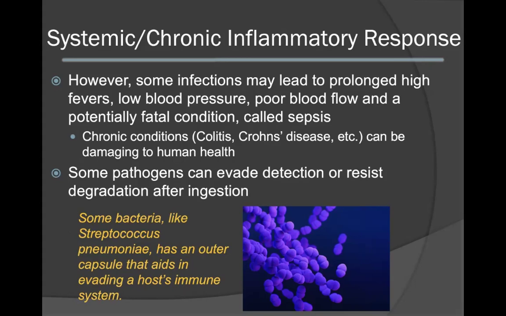In addition, some pathogens have evolved the ability to evade detection, or they can resist degradation after ingestion by macrophages. For instance, some bacteria, like the Streptococcus pneumoniae, has an outer capsule that helps to aid in evading a host's immune system. As a result, these infections can be very persistent, resistant to many different treatments, and can become deadly if left uncontrolled.